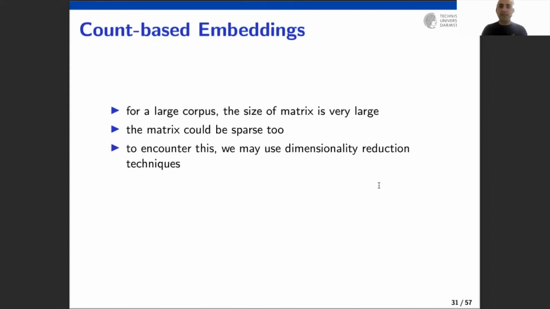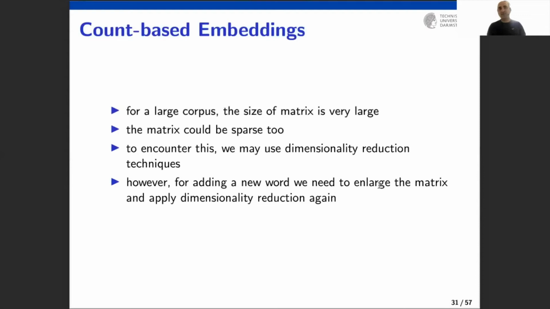So to address this, we need to somehow compress this matrix and only capture the information that we need. So we can use dimensionality reduction techniques. These techniques, like SVD, take a very big matrix with large dimensions, and then reduce the dimensionality of this matrix and return the main information that we need to know about the matrix.